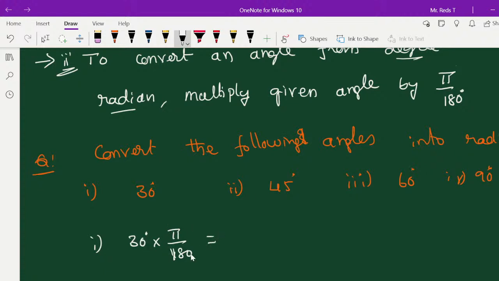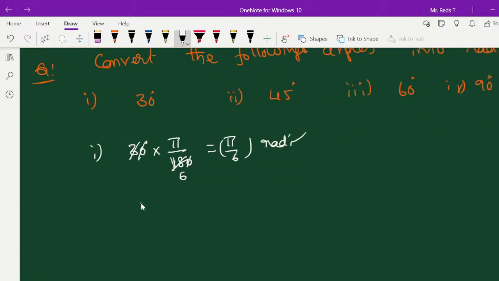So here the zeros will cancel. Or directly you can say 3 ones are 3, 3 sixes are 18, so we get pi by 6. Here you shouldn't write a degree; the total value you have to read as pi by 6 radian. So 30 degree is equivalent to pi by 6 radian.